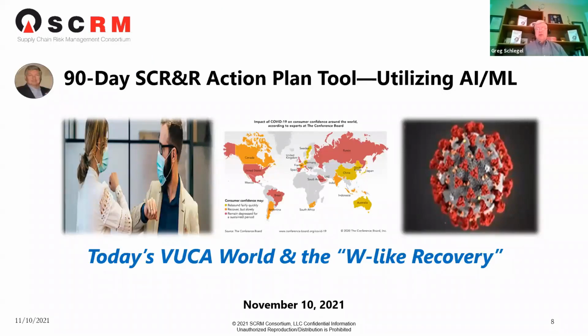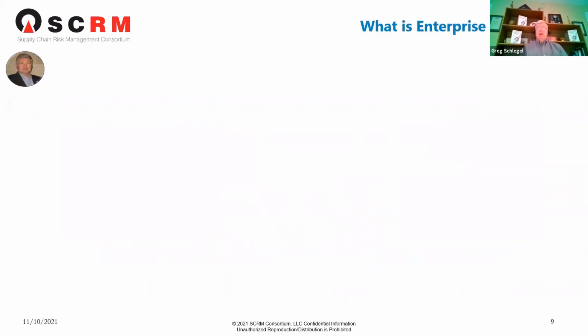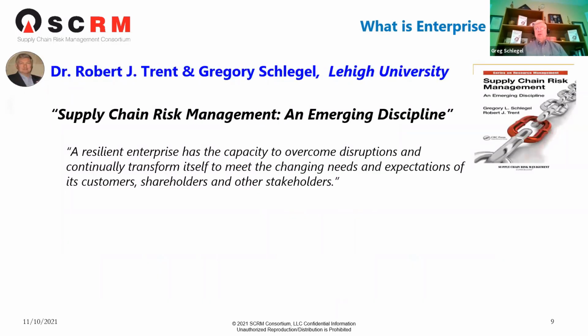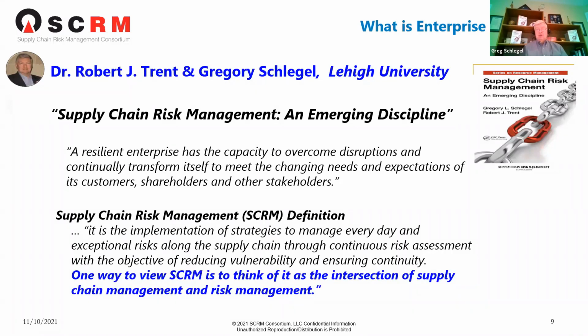We said we'd talk a little bit about VUCA and the W-like recovery. So next slide, Jim, and we'll talk a little bit about the VUCA world and the enterprise resiliency. We thought we'd start first with getting you grounded with a couple of definitions from our point of view. So what is a resilient enterprise? We like this quote. It's in the book. A resilient enterprise has the capacity to overcome disruptions and continually transform itself to meet the changing needs and expectations of who? Customers, shareholders, and other stakeholders. We'll be honest with you, that's a pretty tall order. Very tall order. But to us that is the best definition of a resilient enterprise that we've seen in our journey.